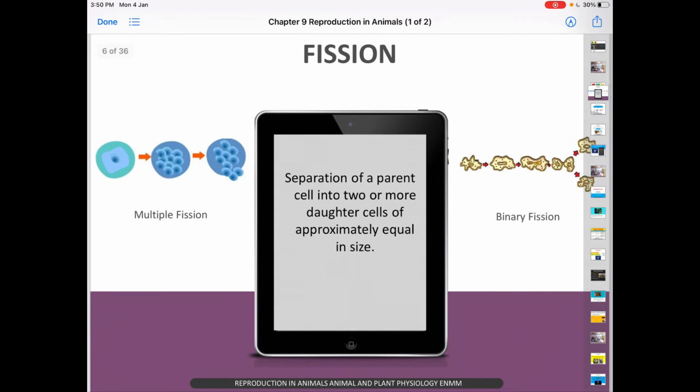So we go into the fission. There are two types of fission. Multiple fission: from one parent, they will develop into many offspring. It is the separation of a parent cell into two or more daughter cells of approximately equal size. From one parent it produces more than two offspring. So that is called multiple fission. But for binary fission, it starts from one parent. Later, it will form only two offspring. So that is the binary fission. From the word binary, it means two.